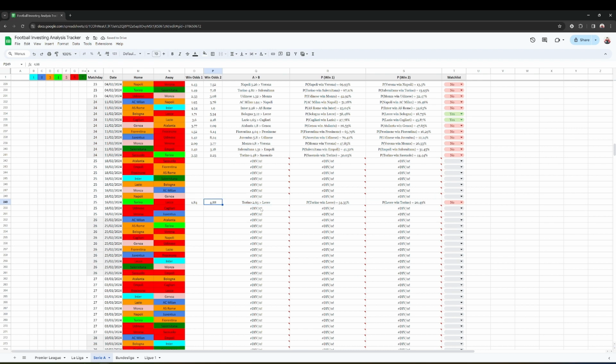Inter Salernitana, I will take that off the list because it's not a lot to talk about. Number 1 against number 7. So the market is telling us that the probability of Inter beating Salernitana is almost 90%, 87%, which is correct.